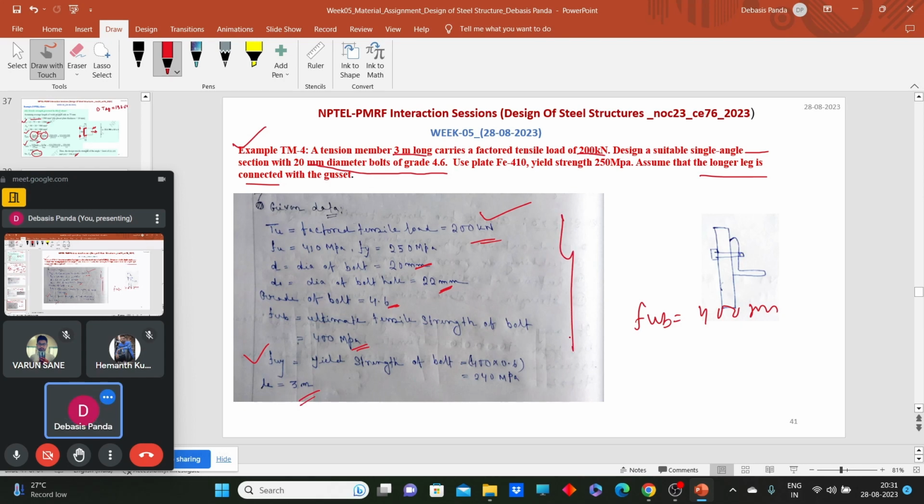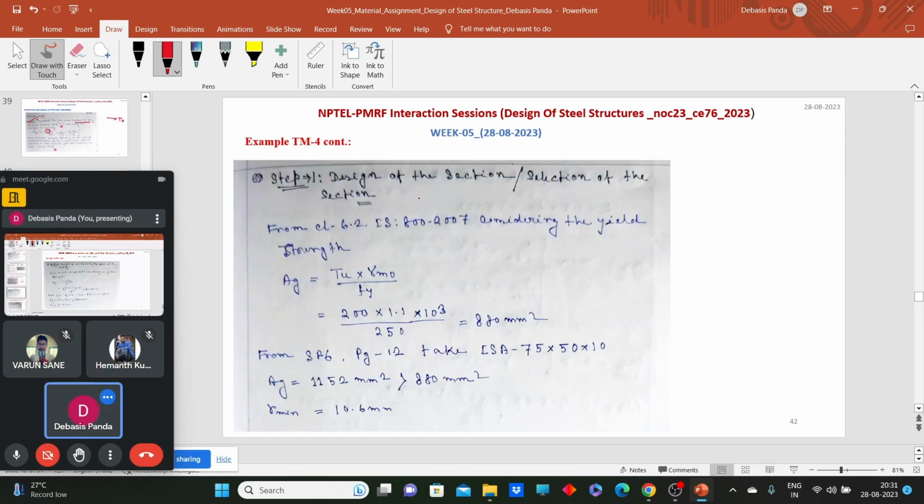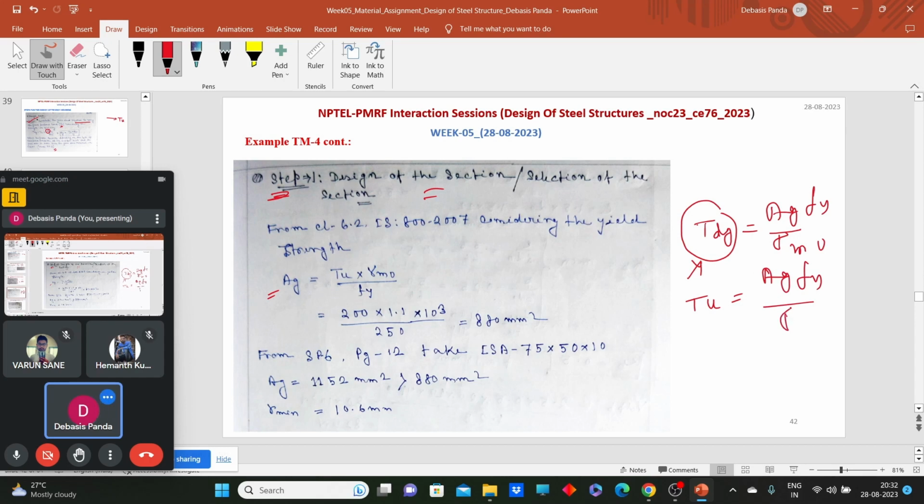The first thing we need to do is select a suitable angle section based on the criterion of yielding failure. So the first step is design of the section, or selection of the section. You can write it like that. First we consider the yielding strength. What was the value of the yielding strength? T_dg equals A_g f_y by gamma_m0. Now that T_dg we equate with T_u, the ultimate tensile load. So T_u equals A_g f_y by gamma_m0.